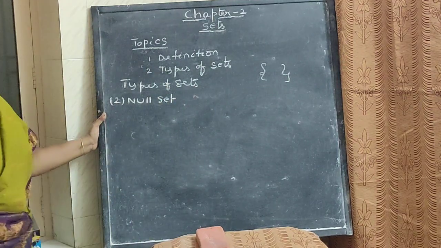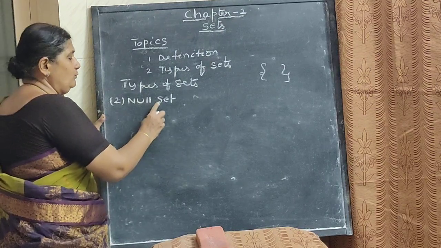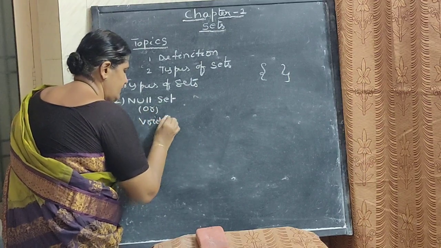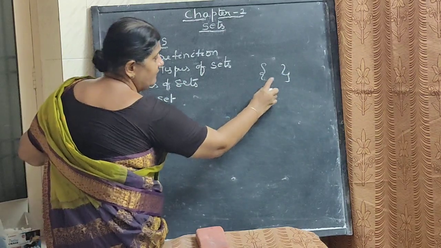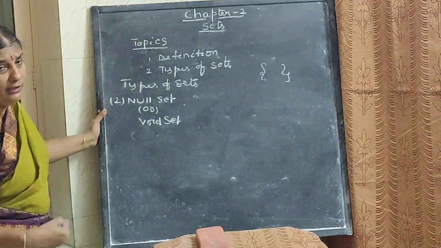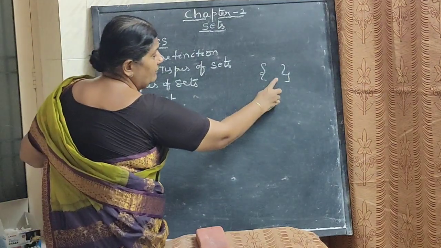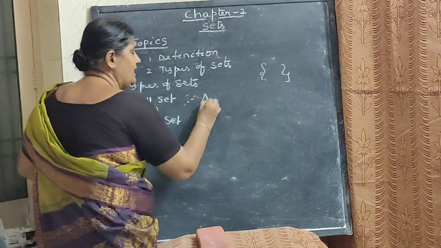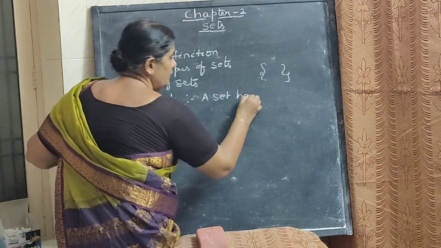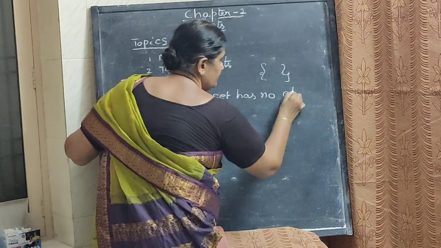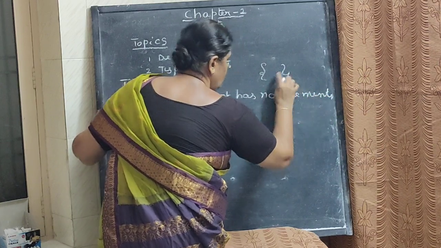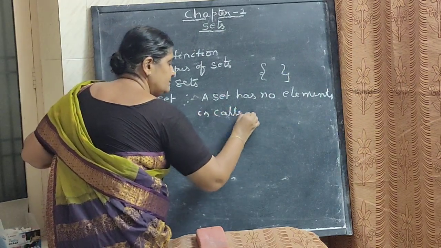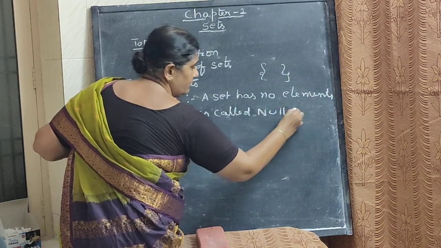In the examination, they will ask what is the other name for null set. In multiple choice, they will give void, V-O-I-D, void set. What is this set? How many elements are there? Nothing. So what is the cardinal number of this set? Nothing means 0. So what is the definition for null set? Don't write this one, listen and then write. A set that has no elements is called a null set or empty set or void set.